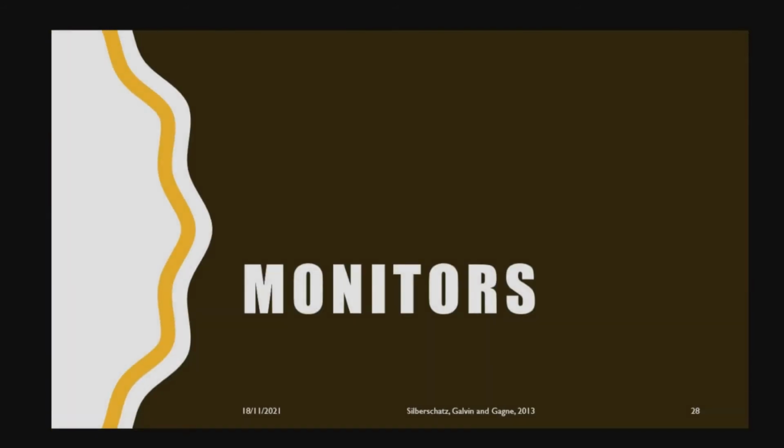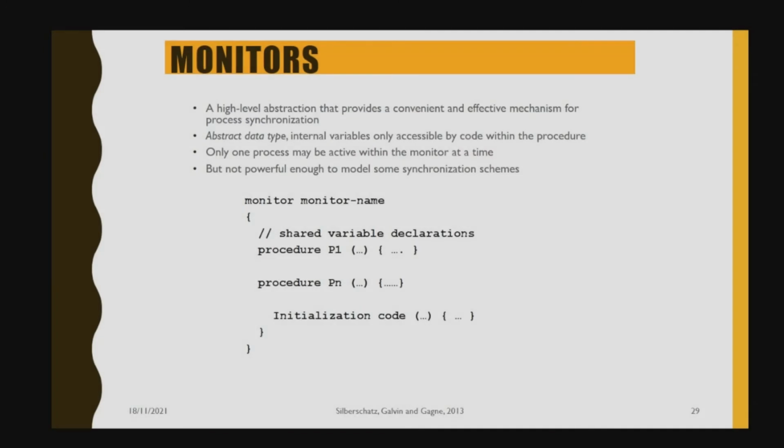Okay, another part is about monitors. Monitors are a high level abstraction that provide a convenient and effective mechanism for process synchronization. We have the mutex lock, we have the semaphore, and then we have the monitor. This is an abstract data type. Internal variables are only accessible by the code within the procedure, and only one process may be active within the monitor at a time.